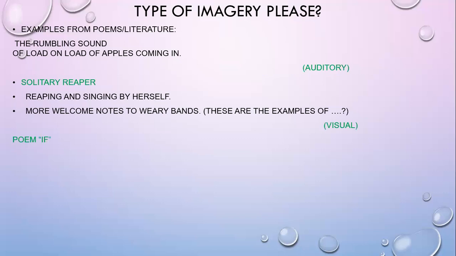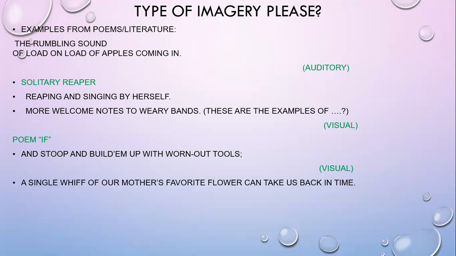The next, from the poem, is another example: "And stoop and build them up with worn out tools." Visual. Then we have: "A single whiff of our mother's favorite flower can take us back in time." Whiff of our mother's favorite flower is a clue word to detect the imagery, olfactory.